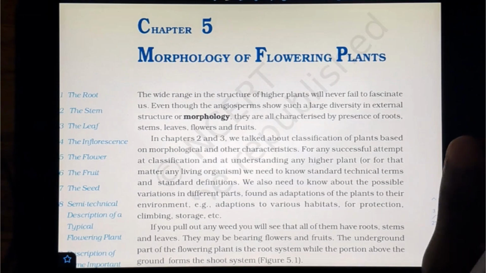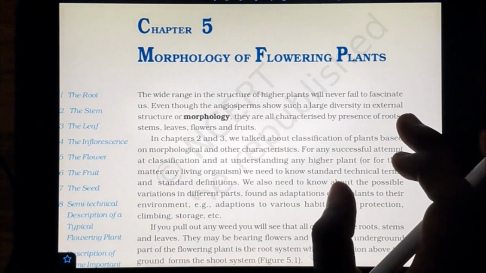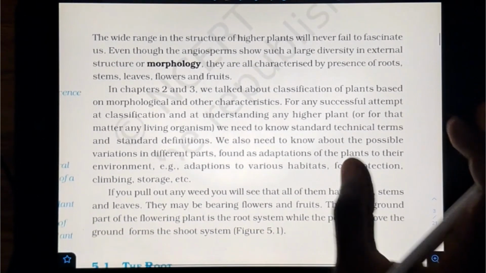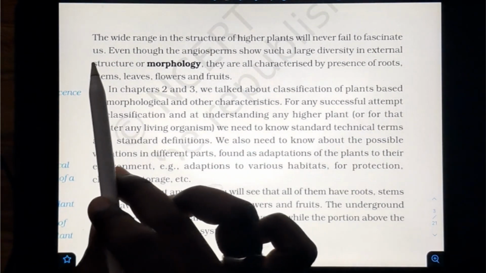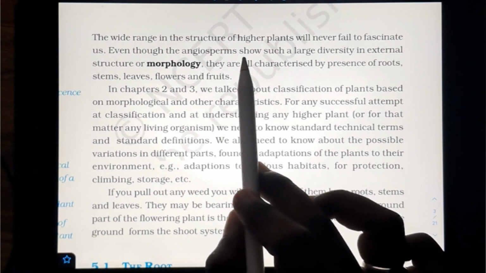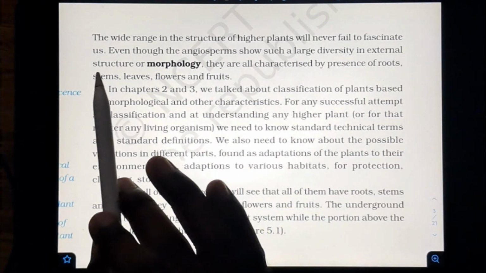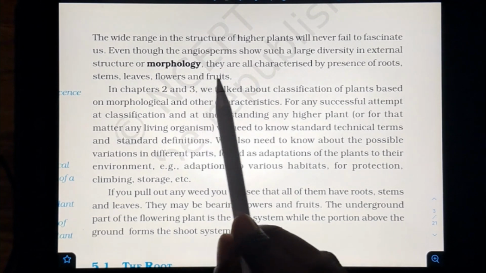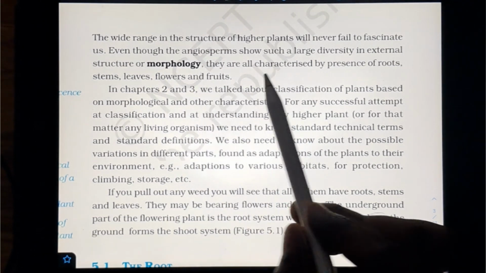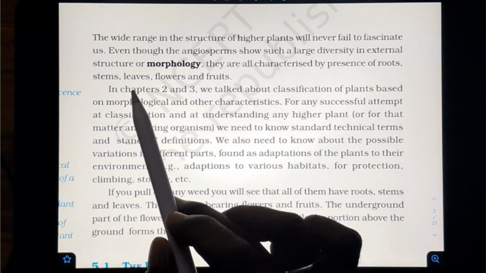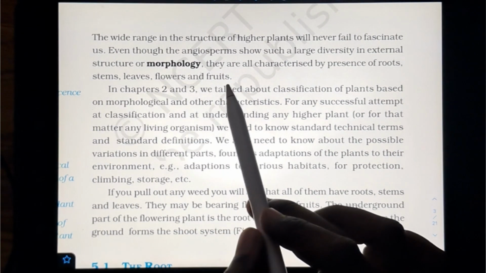Chapter 5, Morphology of Flowering Plants. The wide range in structure of higher plants will never fail to fascinate us. Even though the angiosperms show such a large diversity in external structures or morphology, they are all categorized by the presence of roots, stems, leaves, flowers and fruits.